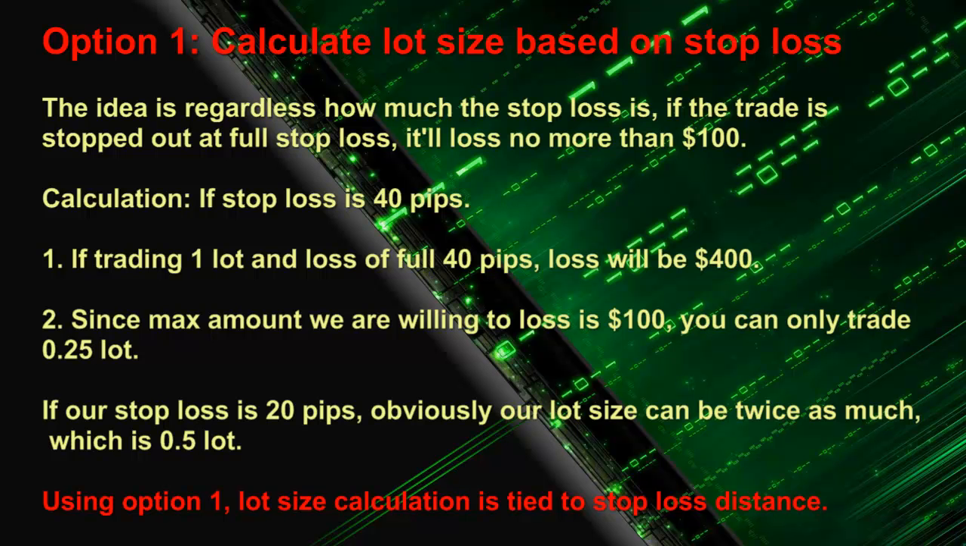Okay, if on the next trade your stop loss is only half as much, in this case 20 pips, obviously your lot size can be doubled, because when stop loss is 20 pips, if this trade hits stop loss, you will still only be losing $100 if you're trading 0.5 lot. So obviously you can see this kind of method is closely tied to the stop loss distance.